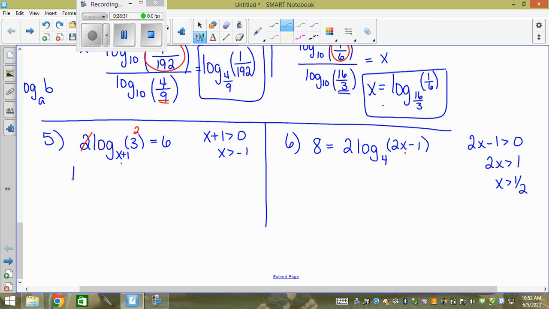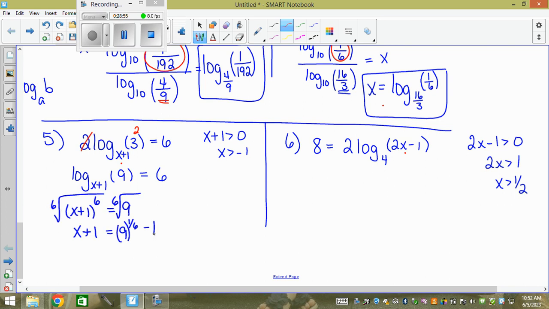So I can go log x plus 1, don't change yours, because I'm sure it's the same answer, of 9 equals 6. And then I convert x plus 1 based on my log to an exponent equals 9. And I would take the 6th root or raise it to the power of 1/6. And I get x plus 1 equals 9 to the 1/6, or the 6th root. I'm just proving a point. It can be either. Minus 1. And what do we get?